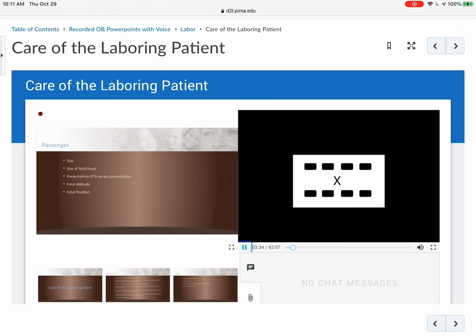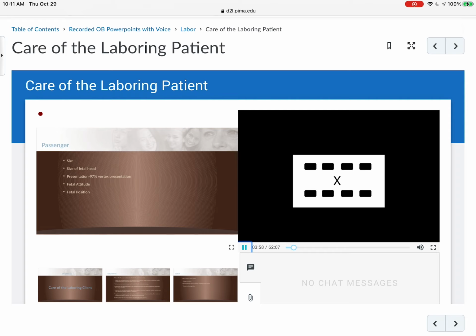97% of all babies are presented in a vertex presentation, meaning head down. A lot of women will worry about, oh, is my baby going to be breech? And really, it is a possibility, but only 3% of deliveries or presentations are actually in a breech presentation.